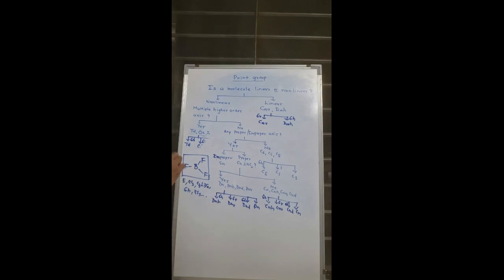The BF3 molecule is a planar molecule, which means it is non-linear. Multiple higher-order axes are absent. Why? Only two C3 are present, so multiple higher-order axes are absent, meaning Td, Oh as well as Ih point groups are absent. Any proper or improper axis? Yes. This molecule consists of a proper axis.